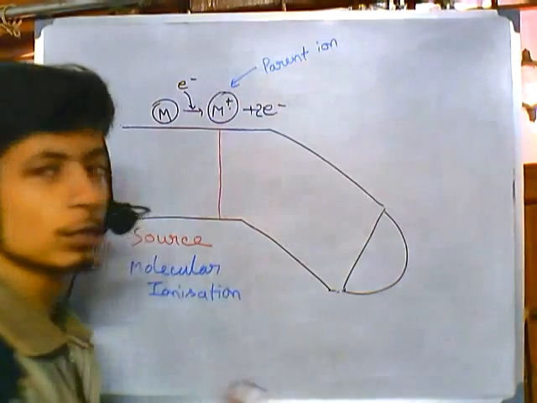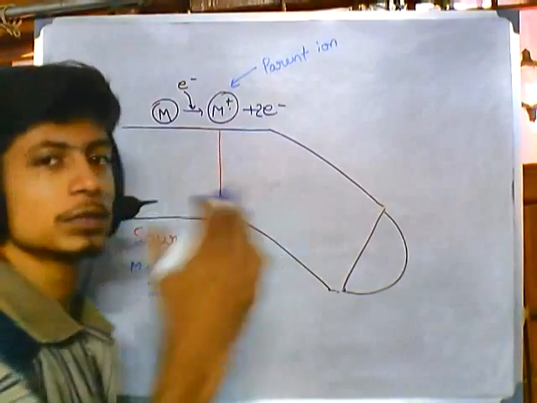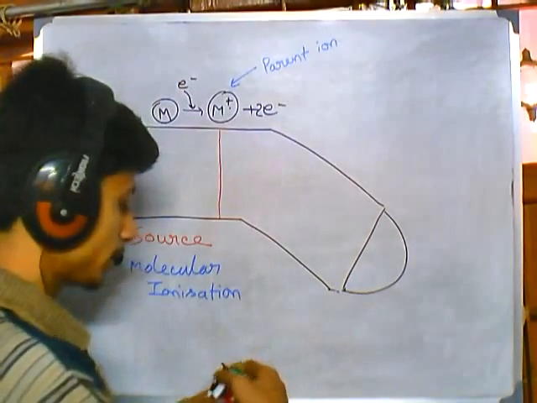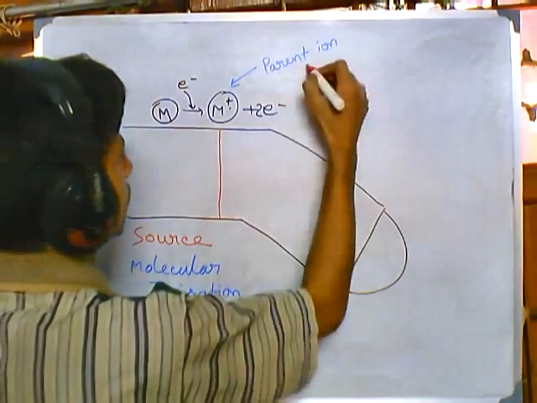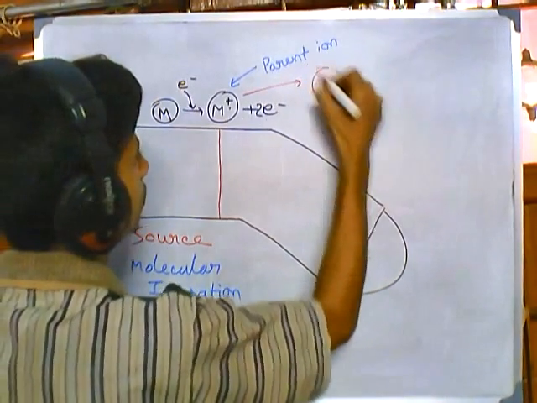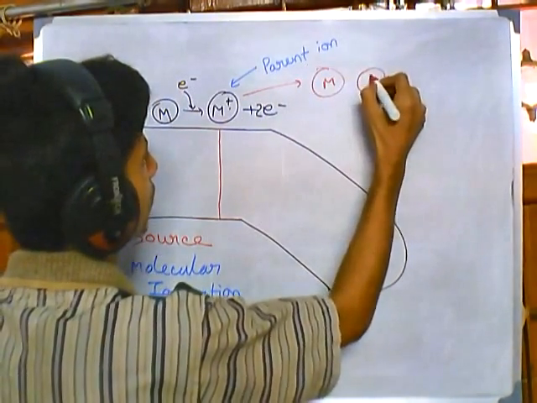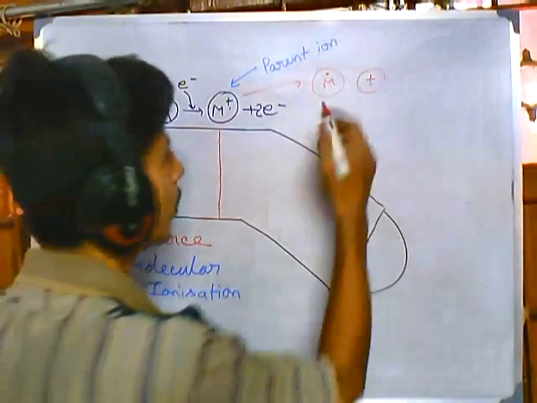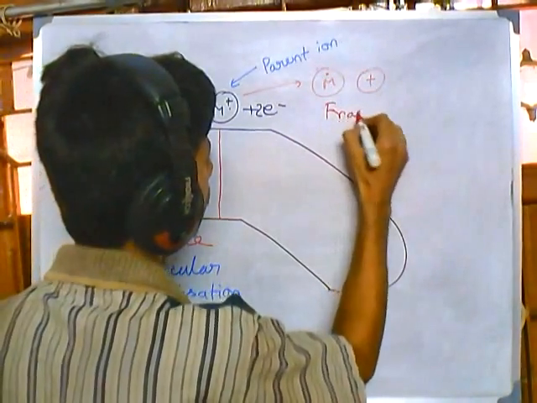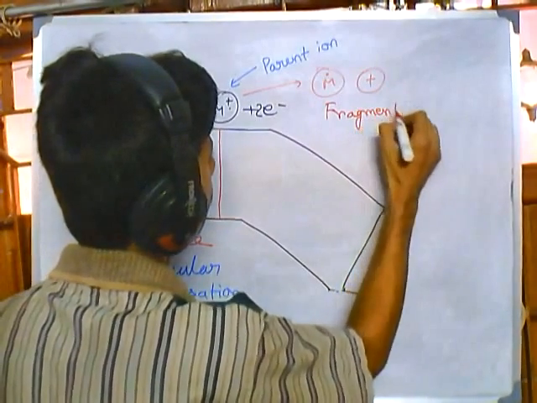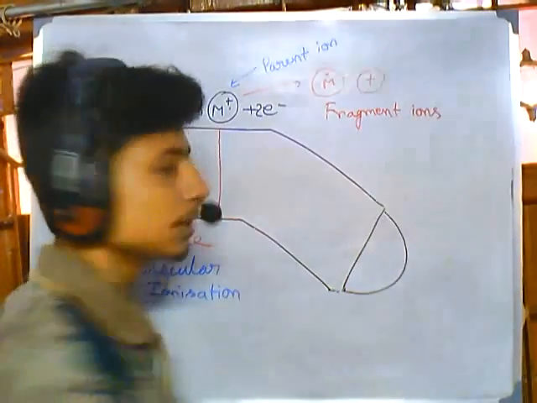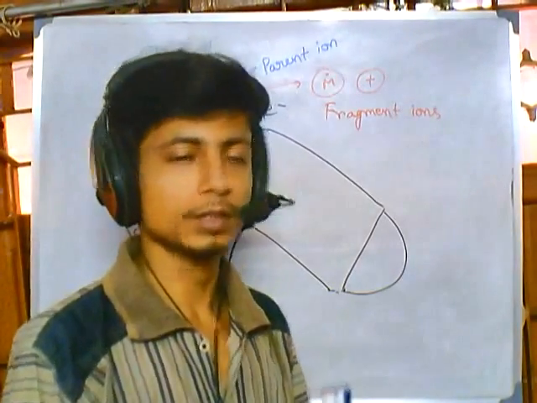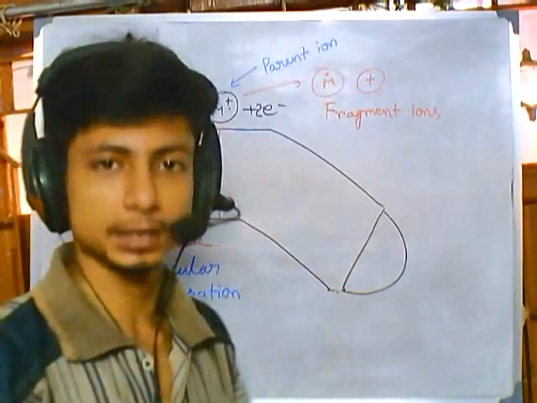Now this parent ion or molecular ion will further divide into fragment ions, right? So they can divide into further small fragments. They are called fragment ions. Now in this video we are focused on the fragmentation, not only fragmentation but this total ionization process.